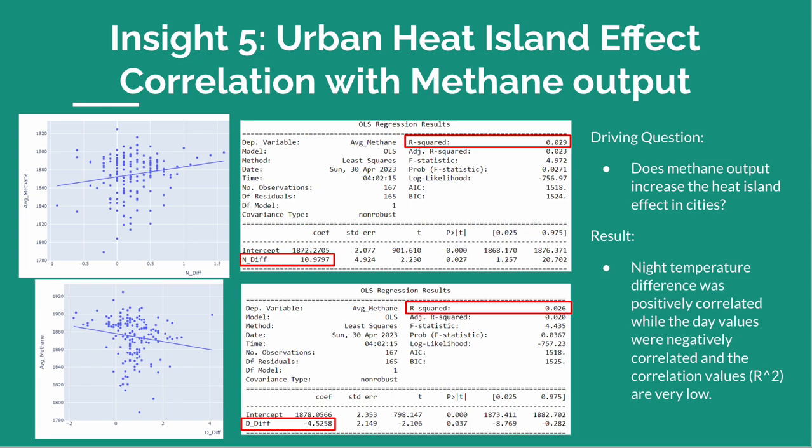So for Insight number 5, I was looking to compare the urban heat island effect and see how closely it was correlated with an emissions output, and since methane was on the rise around the world, I chose methane. As you can see, there are very low R-squared values for both the nighttime urban heat island effect and the daytime urban heat island effect. And these two actually have opposite correlations, a positive and a negative, which really shows how random and how uncorrelated they really are.